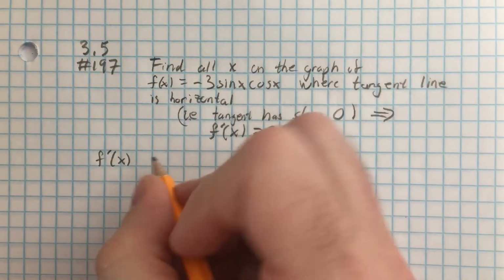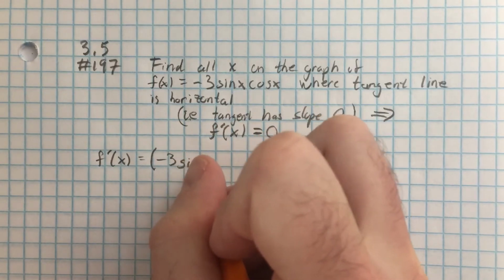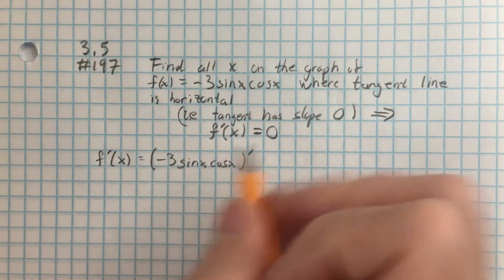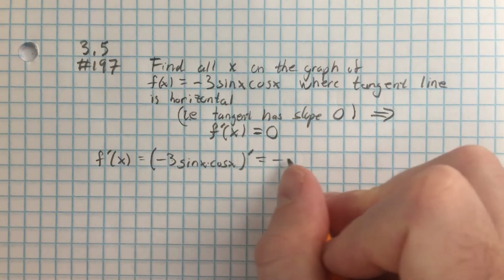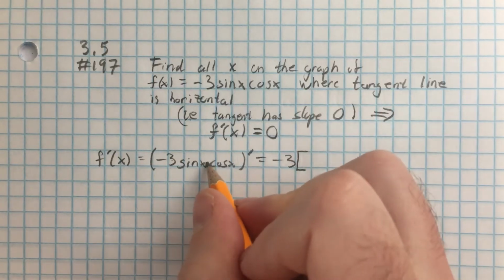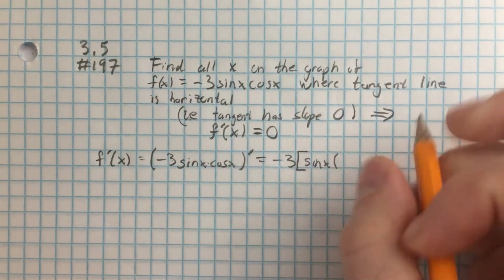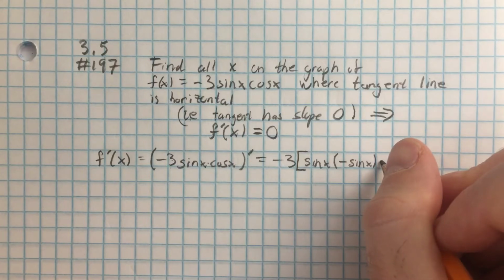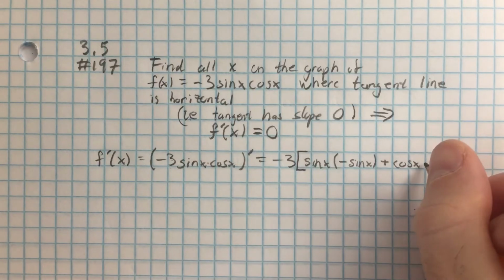So we need to set f prime of x equal to 0 and solve. So f prime of x will be negative 3 sine x cos x with the derivative taken. Okay, so again, you have a constant multiple out here, and you've got a product of two functions. So the derivative will bypass the constant multiple, and it will apply itself to this product of two functions using the product rule. So the first times the derivative of the second, derivative of cos is negative sine by memorized fact, plus the second times the derivative of the first, derivative of sine is cos, again memorized fact.